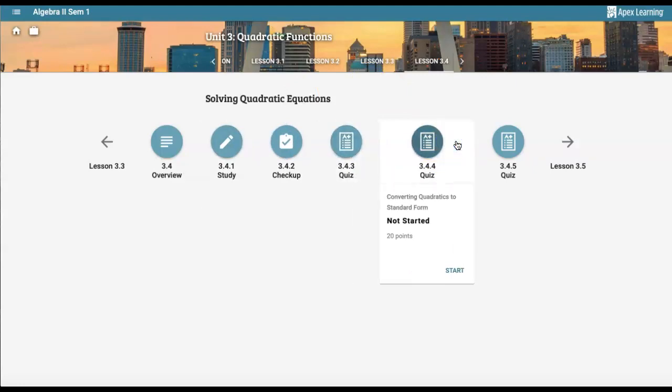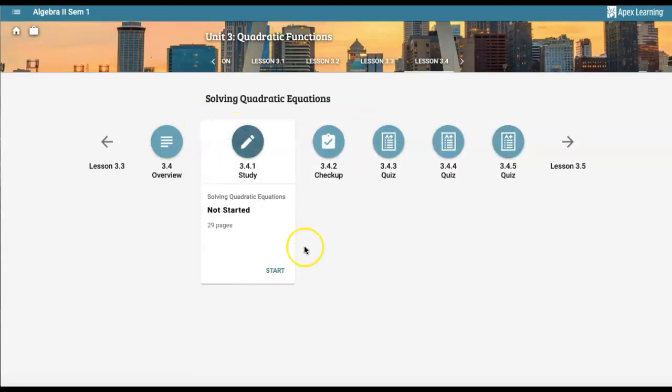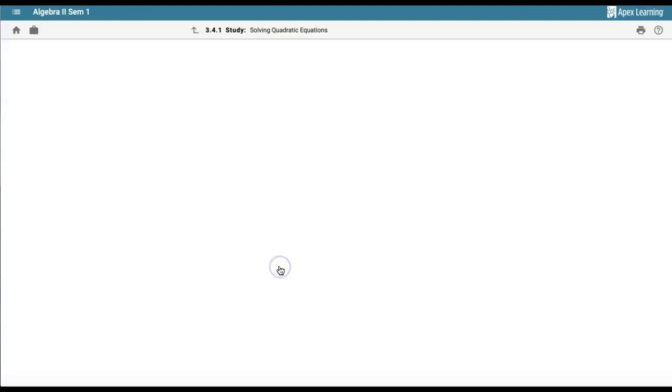Okay, the second quiz is on converting quadratics to standard form, right? There's a whole quiz on just converting them to the standard form. And then finally here, quadratics with perfect square trinomials, okay? So that would be the third and final session here in this 3.4 unit for solving quadratic equations. All right, so yes, all 3 of those quizzes are mandatory. You do have to do them. All right, now moving forward.